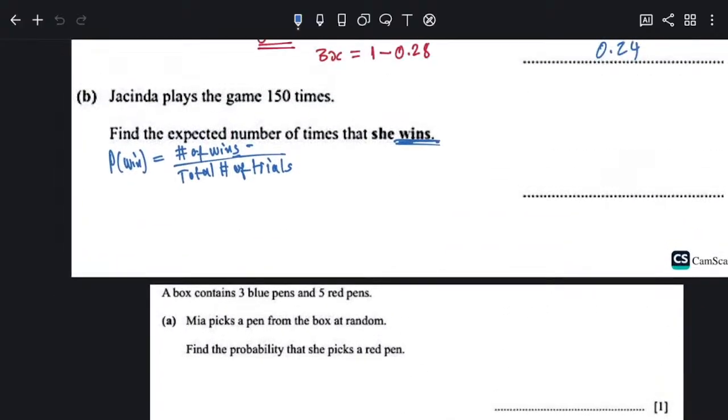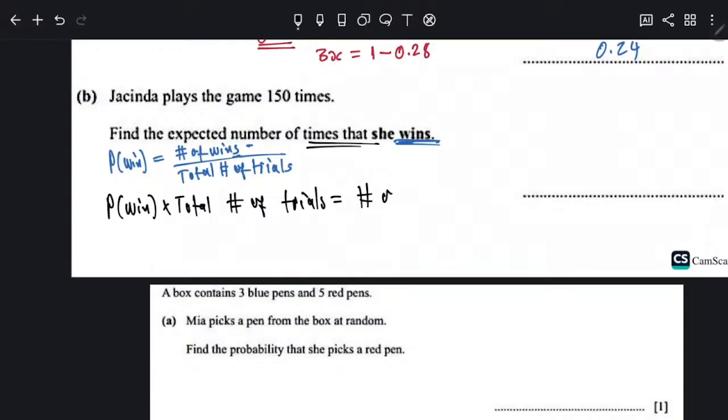So now they want the number of wins, the expected number of times she's expected to win. So we take total number of trials to the other side. We're going to say the probability of a win times the total number of times or trials. This gives us the number of wins. What is the probability of a win?